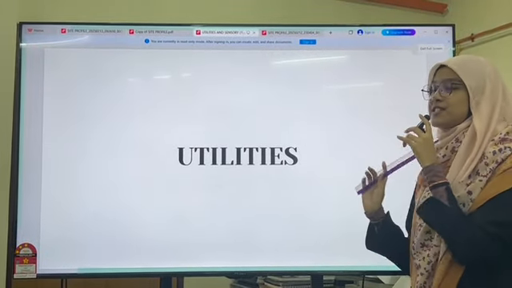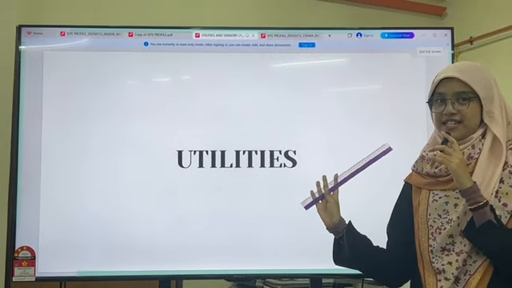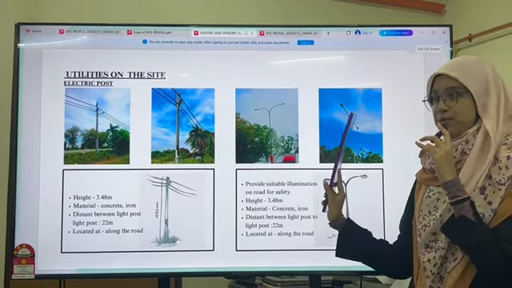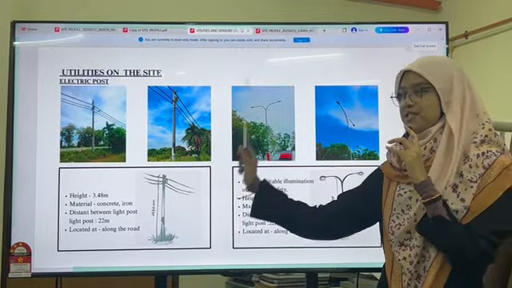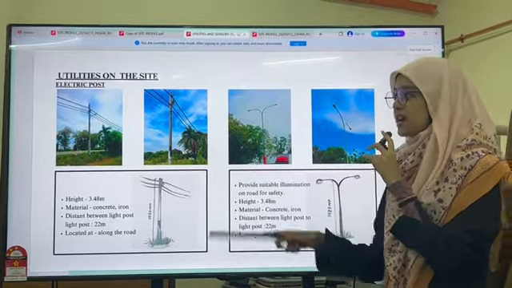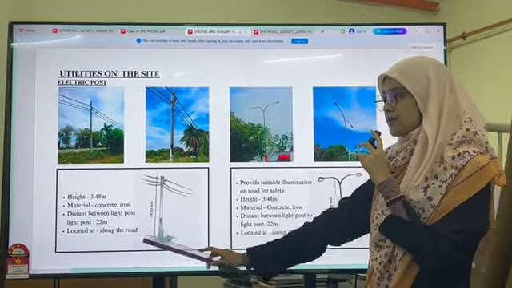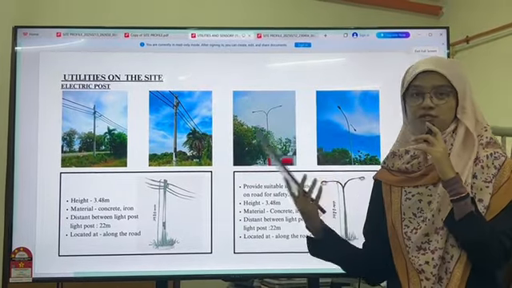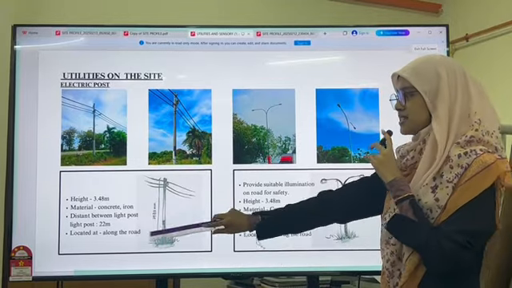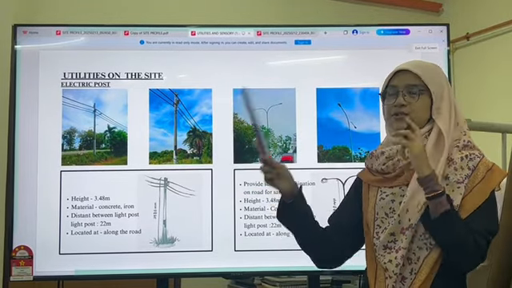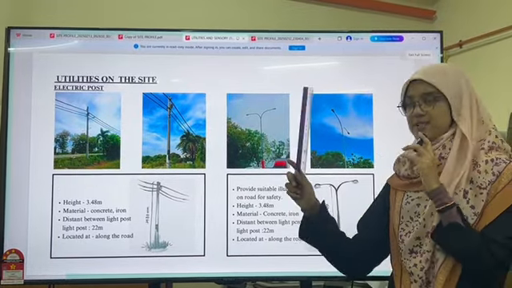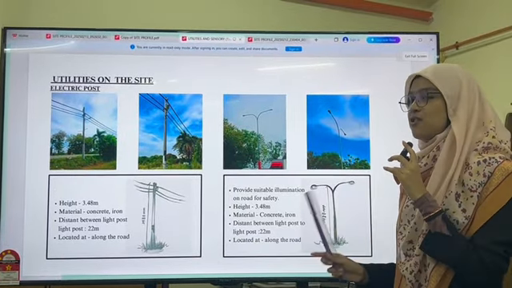So first off is utilities. For utilities in our site, there are two different posts, which are the electric post and the light post. Let me get started with the electric post. The height is around 3.48 meters, and it is made from concrete and iron. The distance from one electric post to another is around 22 meters, and it is located along the road.